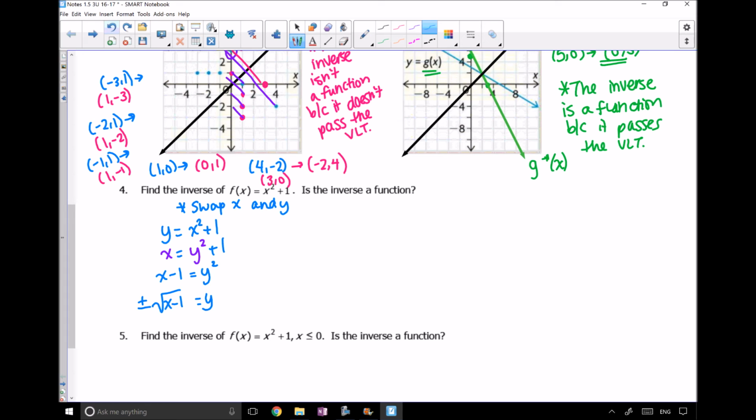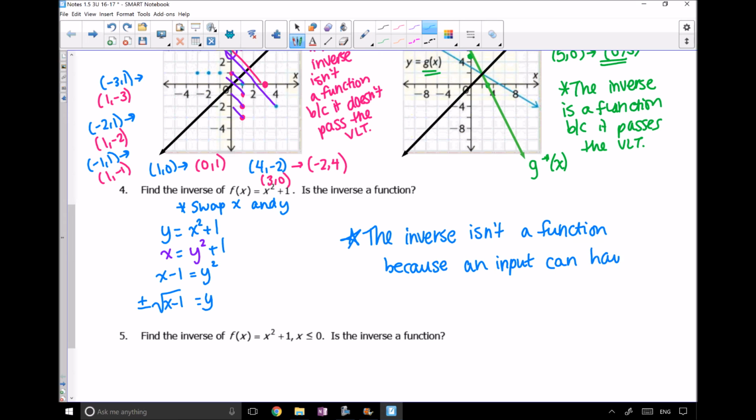Okay? So can we say that the inverse is a function? No, the inverse is not a function. Because an input, so when I put a number in for x right here, can have more than one output. And I'll show you what that means in a second, in case you're not fully understanding that.